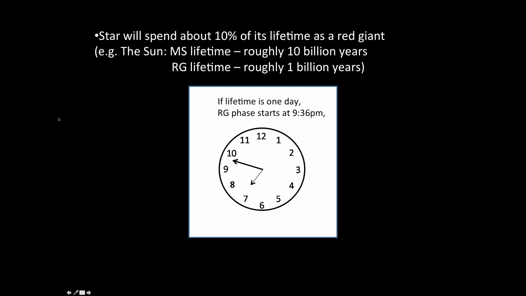One useful way to put the stages of a star's life into context is as follows. If a star lives for only 1 day, starting at midnight, then its main sequence lifetime lasts from midnight throughout the entire morning, afternoon, into the evening, and ends at 9:36 p.m, which is when the red giant phase starts.